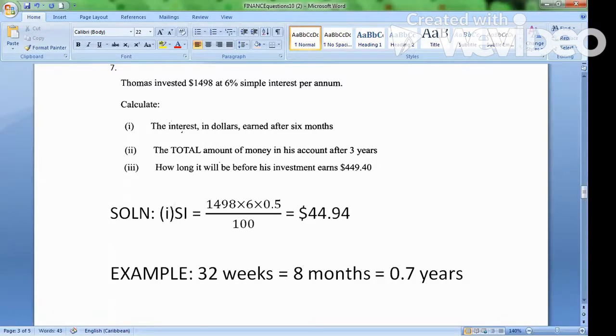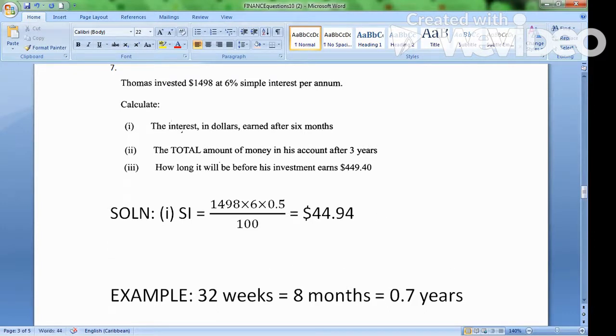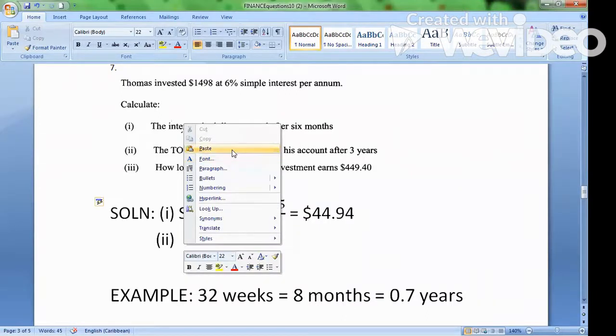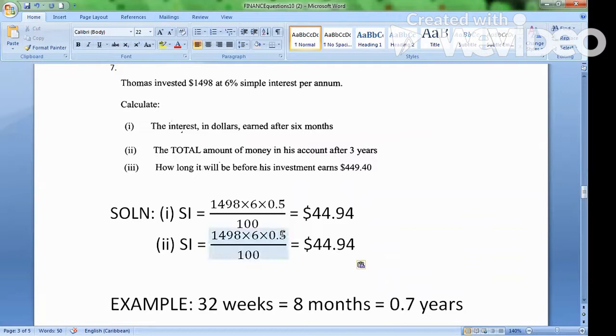All right, part 2. How we go? So would it be the same amount of money, sir? Instead of the 6 months, you'd have 3 years. Very good. Basically, this question is just saying do the same thing again, but it's not 6 months, it is 3 years. So do the same thing.